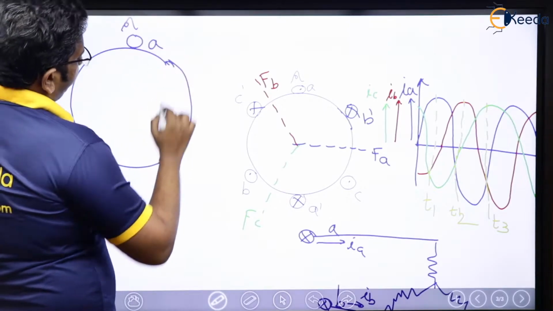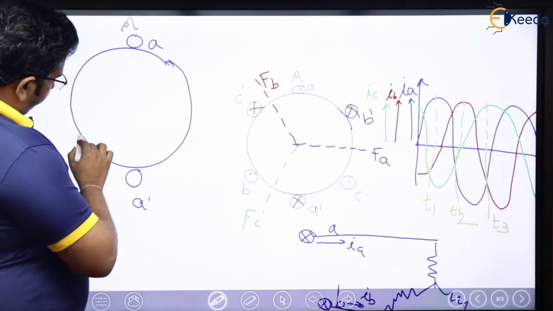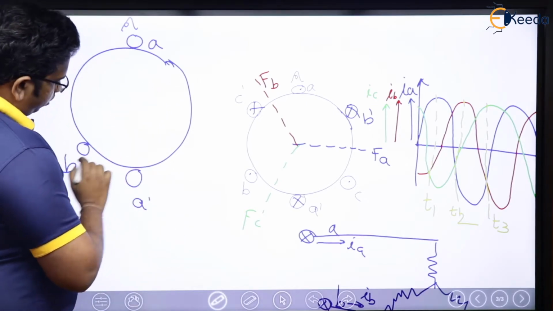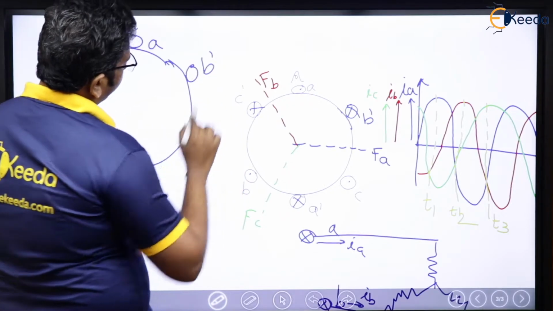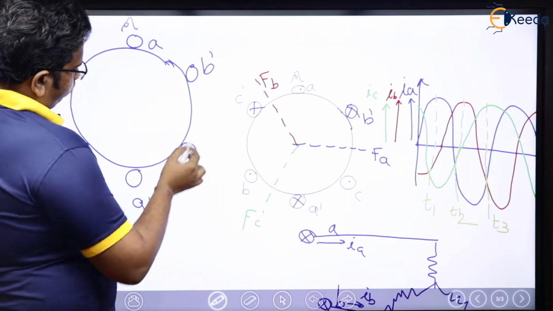Stator, let this be A dash. Where will be B? B will be 120 degrees apart here. B dash will be opposite to B. What about C? C will be 120 degrees apart here. What will be C dash? Opposite of C.